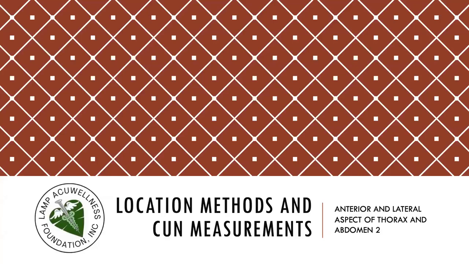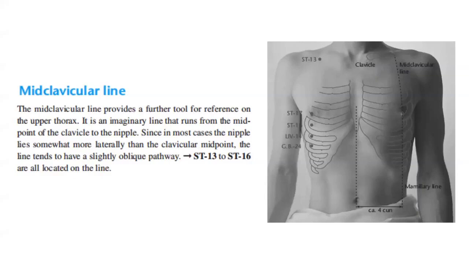Let's continue with the anterior and lateral aspect of the thorax and abdomen under location methods and tune measurements. The mid-clavicular line provides a further tool for reference on the upper thorax. It is an imaginary line that runs from the midpoint of the clavicle to the nipple. Since in most cases the nipple lies somewhat more laterally than the clavicular midpoint, the line tends to have a slightly oblique pathway. Stomach 13 to stomach 16 are all located on the line.